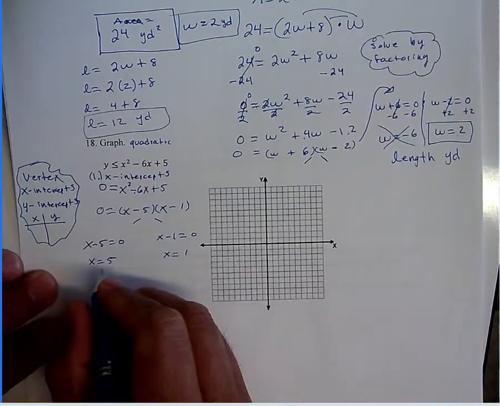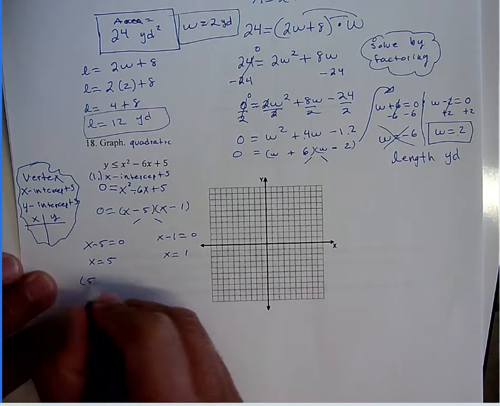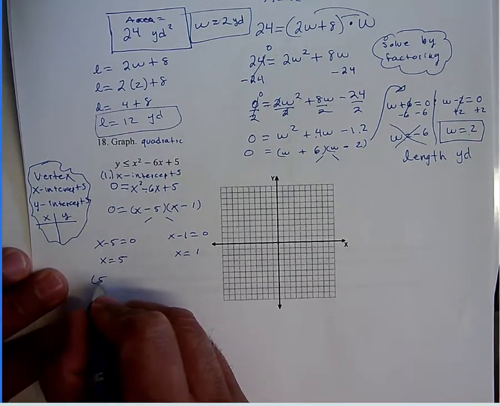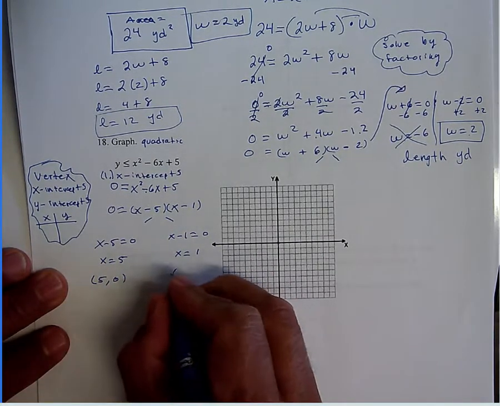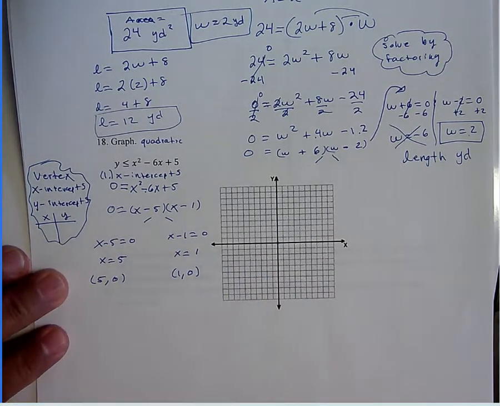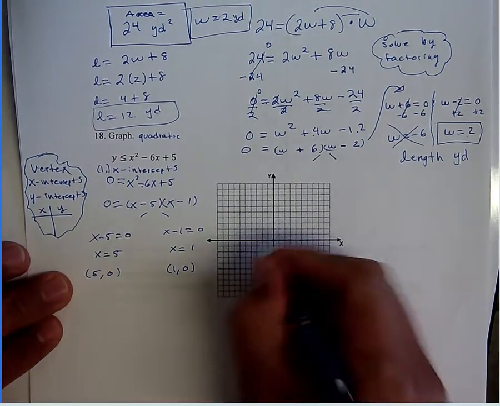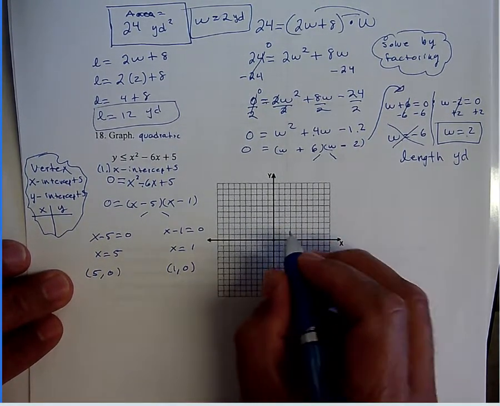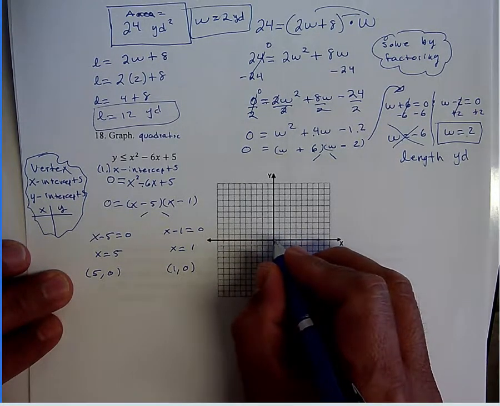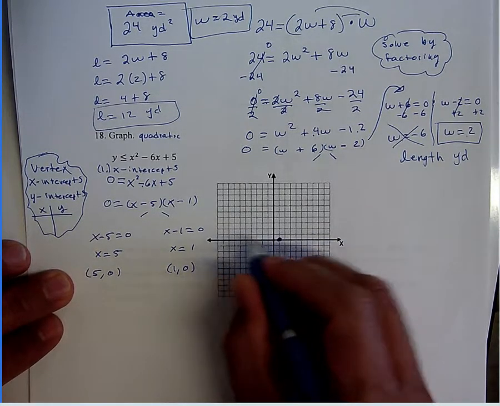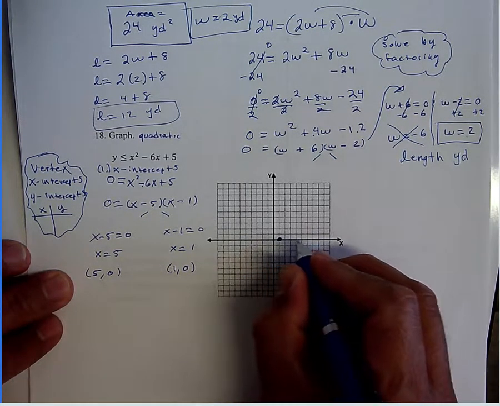So these are the x-intercepts, so you can write them in order pairs. The y is always 0 for the x-intercepts, like that. So those are the x-intercepts. We can find those points here. So positive 1, 0, so right there. And 5, 0: 1, 2, 3, 4, 5, so right there.